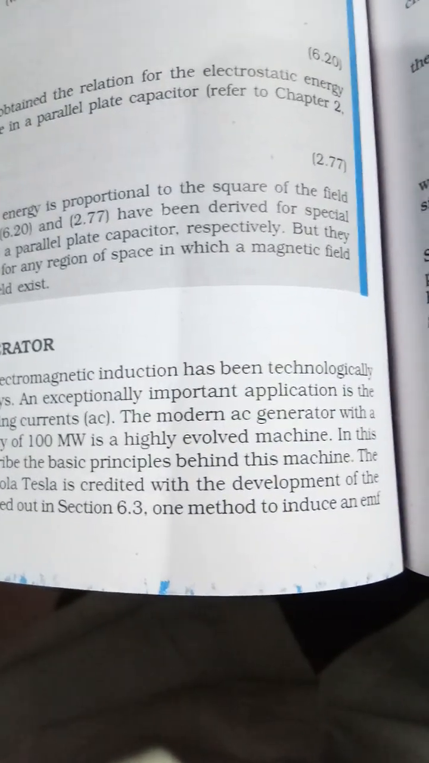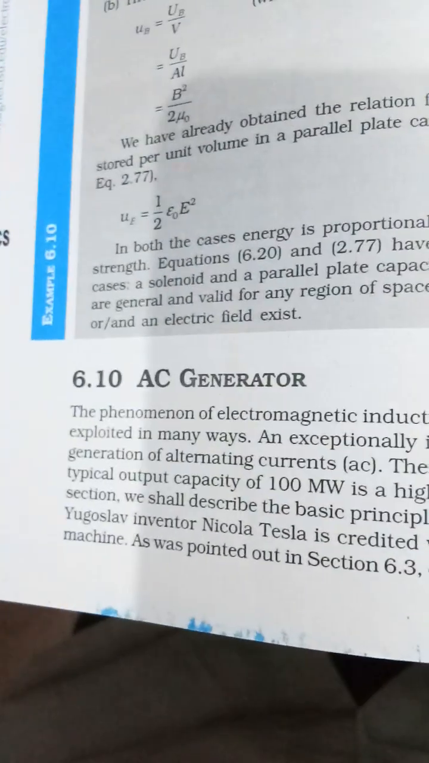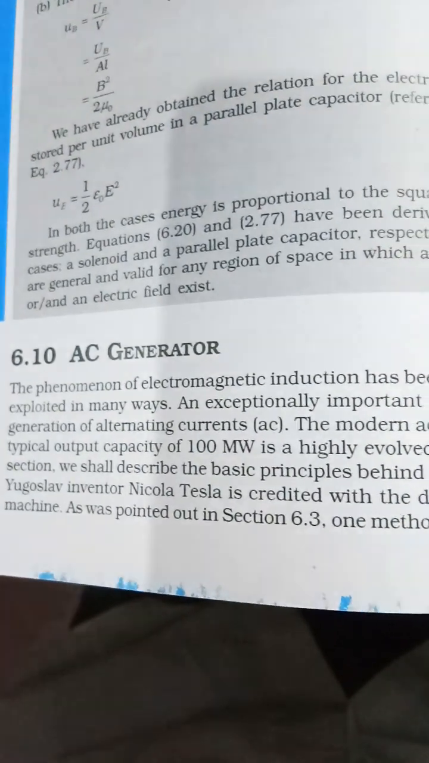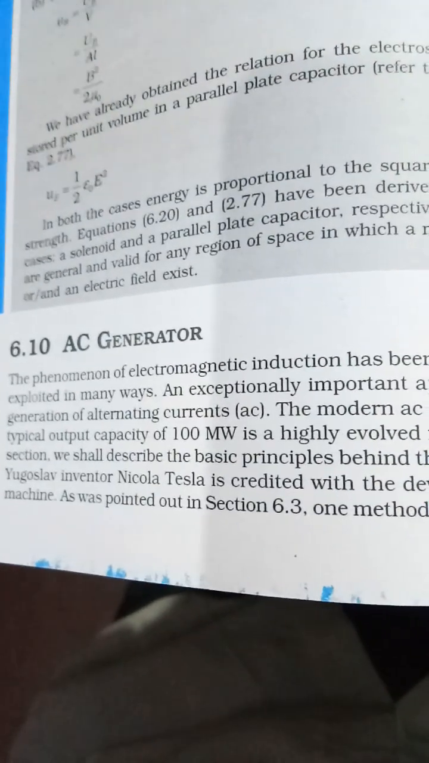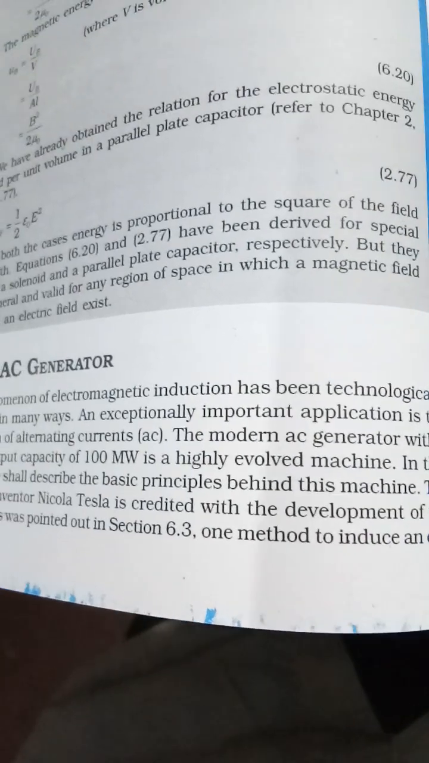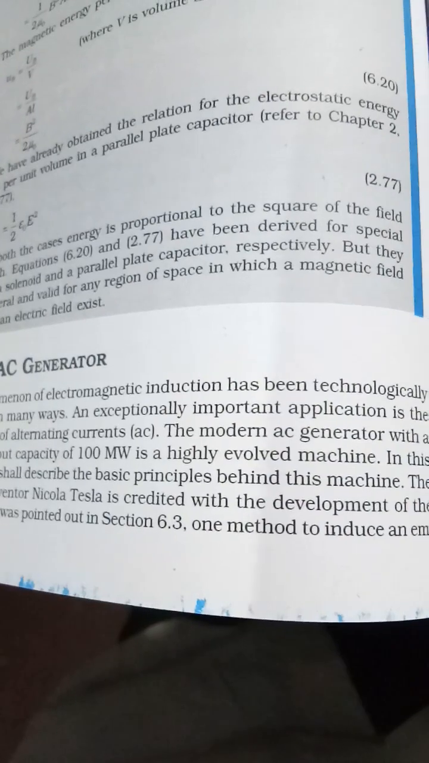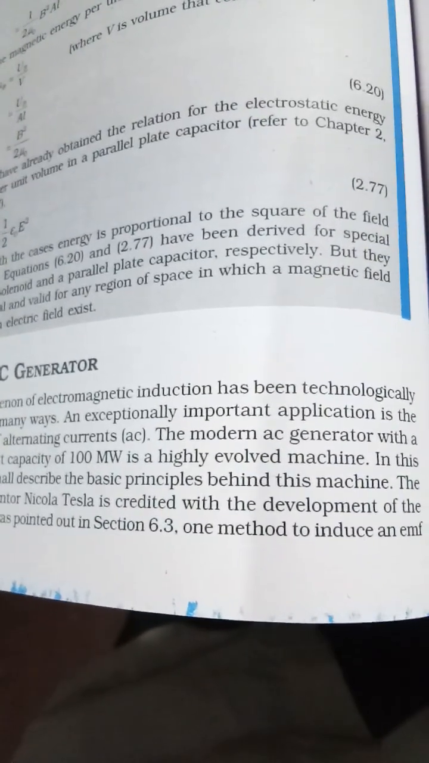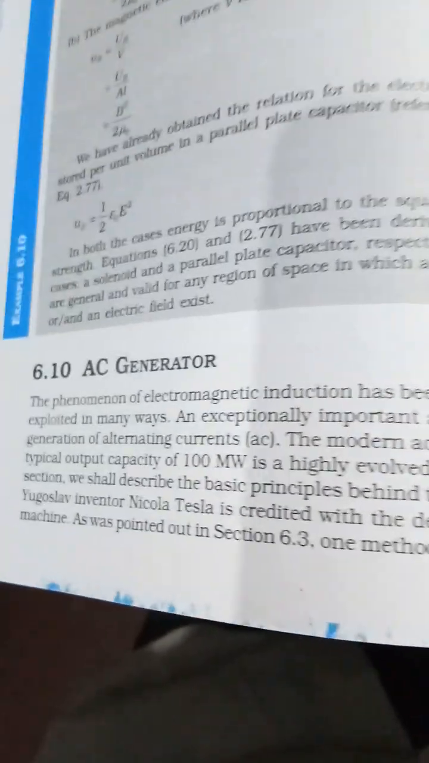The modern AC generator, generate means produce, with a typical output capacity of 100 megawatt, is a highly evolved machine. In this section we shall describe the basic principles behind this machine. Generator is a kind of machine, and we are going to discuss this machine with the topic electromagnetic induction.